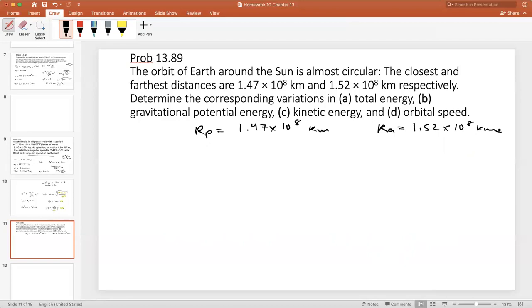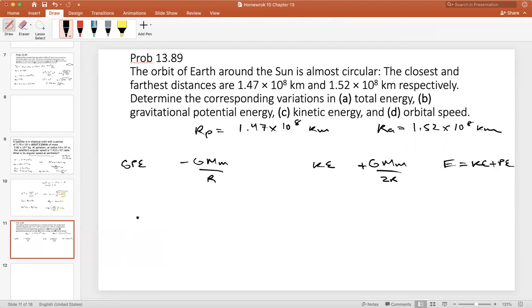And so we want to determine the variation between perihelion and aphelion of the total energy, the gravitational potential energy, the kinetic energy, and the orbital speed. This is really understanding the energy of orbits. The gravitational potential energy at any point is minus GMm over r, and the kinetic energy at any point is GMm over 2r with a positive sign. Further, the energy is equal to the kinetic energy plus the potential energy.